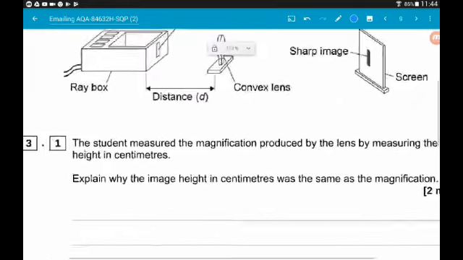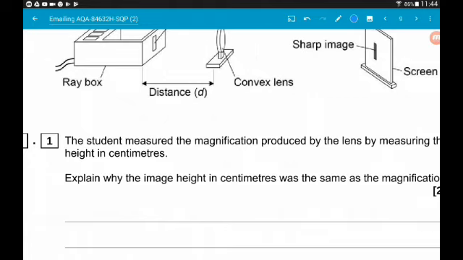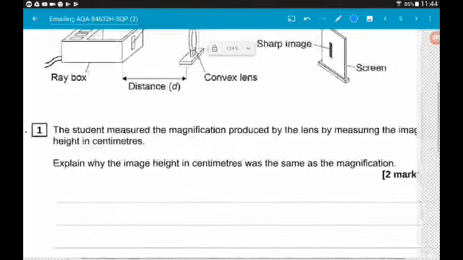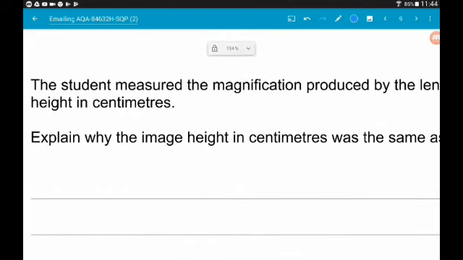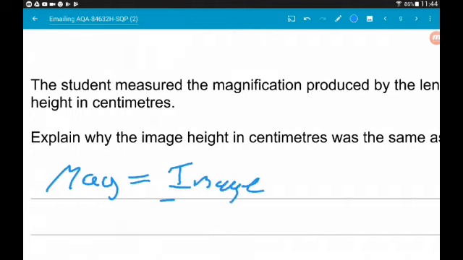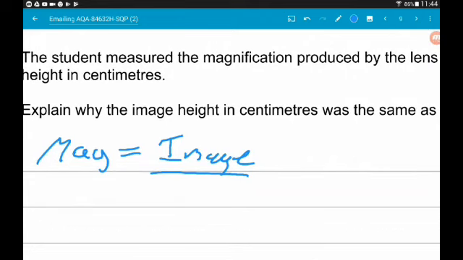So 3.1 says the student measured the magnification produced by the lens by measuring the image height in centimetres. Explain why the image height in centimetres is the same as the magnification. So remember, magnification is the image size divided by the object size.